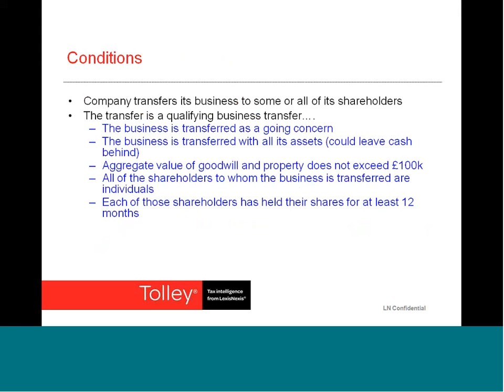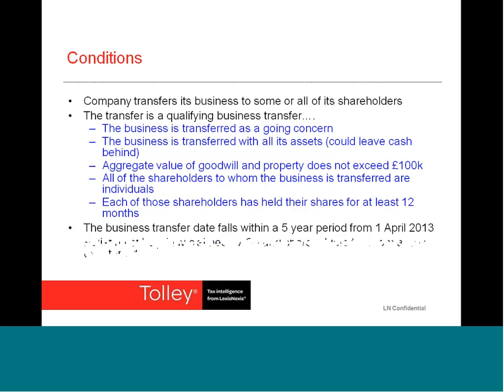You don't have to be distributing the assets to each individual shareholder. You can only be transferring it to some of the shareholders. The business transfer date needs to fall in a 5-year period from 1 April 13. So this is going to be a bit of a limited relief. It's only going to be around for 5 years, and then it's going to go. The relief must be jointly claimed by the company and the shareholders to whom the assets are being transferred.